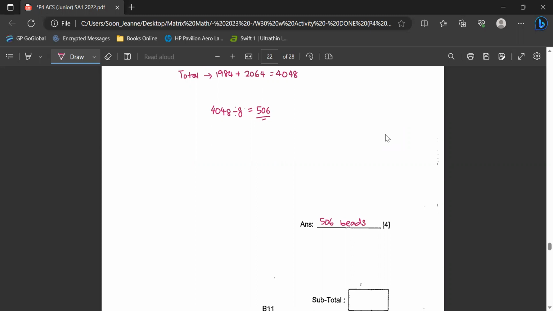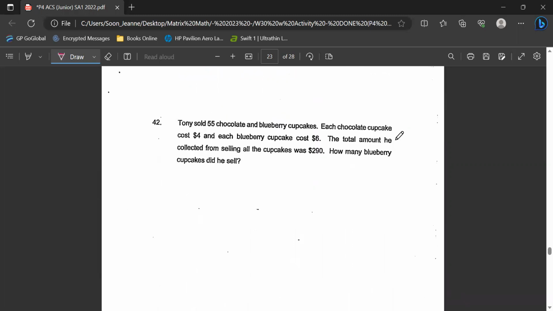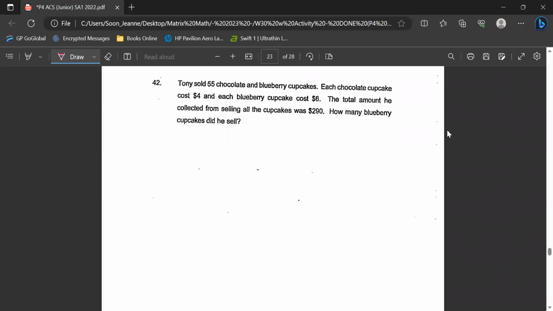Moving on to question number 42. Okay, 42 is supposition, all right? So Tony sold 55 chocolate and blueberry cupcakes. Each chocolate cupcake costs $4. And each blueberry costs 6. There are a total of 55 chocolate and blueberry, not only chocolate, including the blueberry, total 55. The total amount he collected from selling all the cupcakes is $290. How many blueberry cupcakes did he sell?